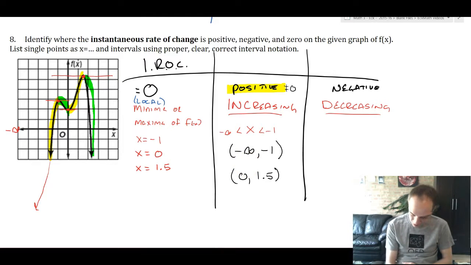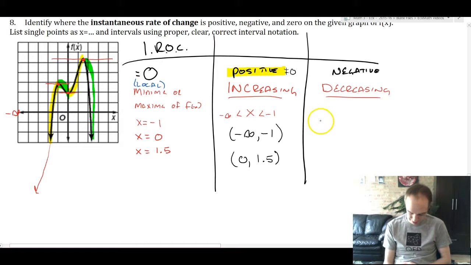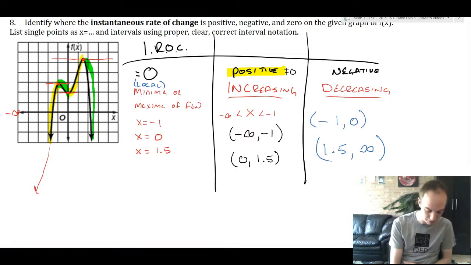For the decreasing intervals, it's decreasing on the green. So it's decreasing from -1 to 0, and it's decreasing from 1.5 all the way up to positive infinity. Notice that in the intervals, positive infinity is always on the right because it's a bigger number, and negative infinity is always on the left because it's a small number. That's just one of those quirks about interval notation. I know infinity feels big, but negative infinity is actually really, really small.